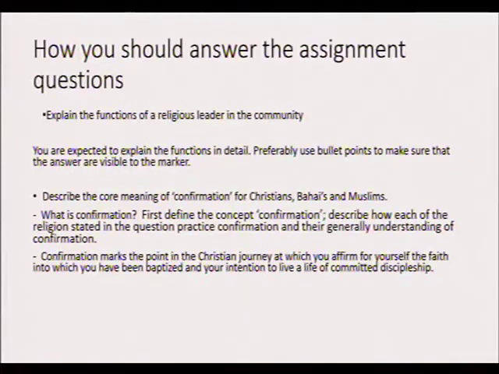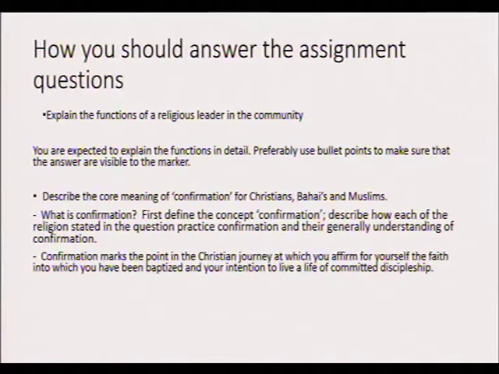We are talking about the 2018 assignment for this module. How you should answer the assignment questions. That's the main question. For example, one question is asking you to explain the functions of a religious leader in the community. So as a student, you are expected to explain those functions in detail. What are the functions? They are there in the study guide, but I will not mention them here.